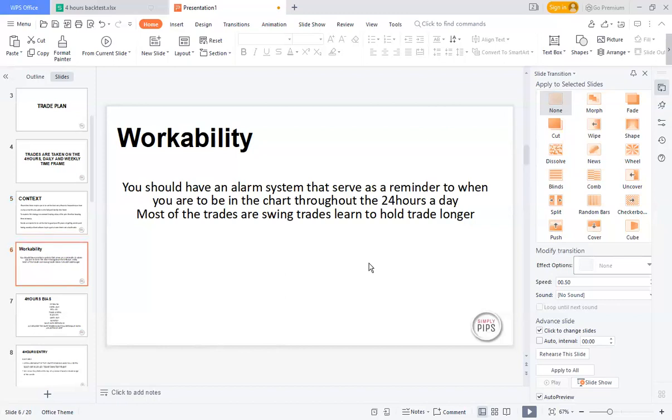What I do is I usually set an alarm for the 4 hours chart. I set an alarm, and every 4 hours I'm reminded. One of the downsides of the strategy is that there are 2 o'clock, 10 o'clock in the evening, 2 o'clock, and 6 o'clock in the early morning. So these are the 3 times you need to be awake, especially the 2 o'clock alarm.